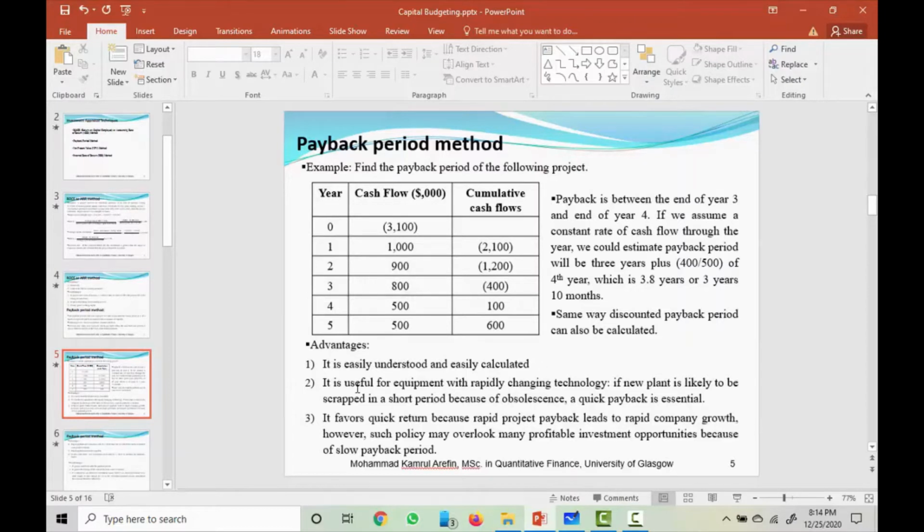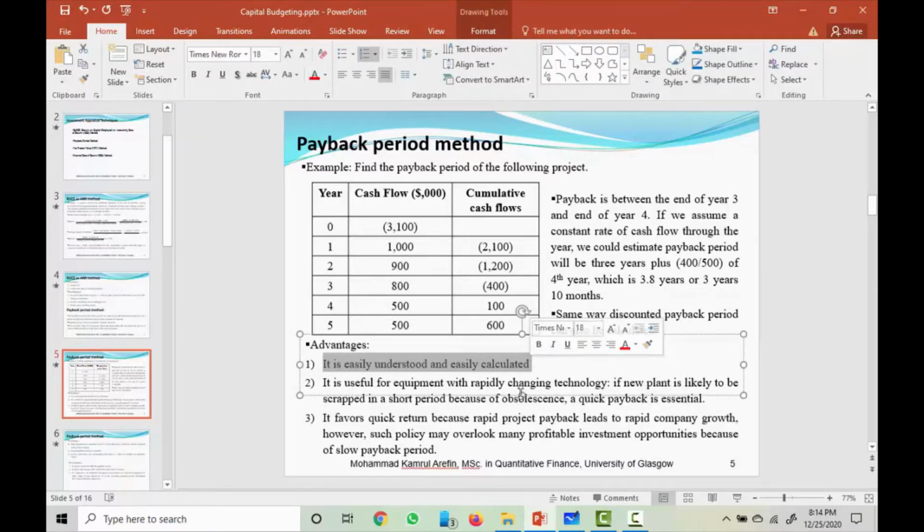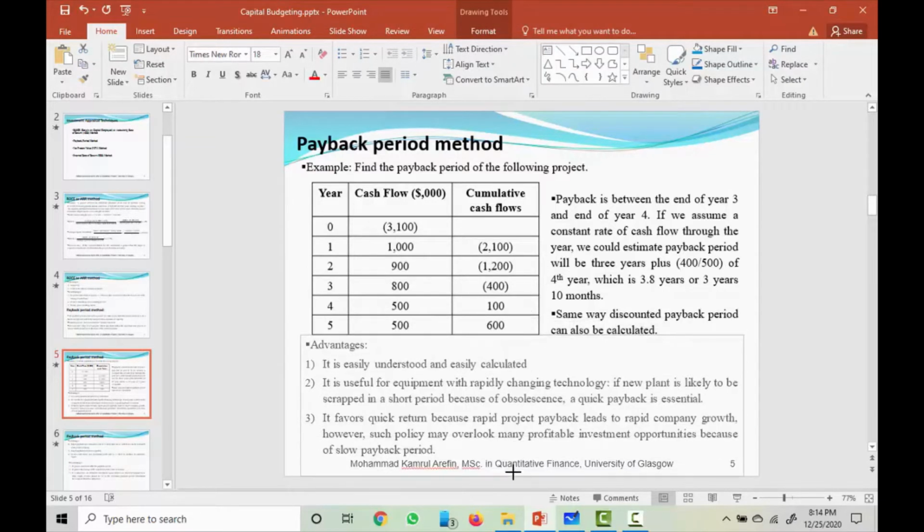Right. So first of all, let us see what are the advantages and disadvantages of this method. Well, it is easily understood and easily calculated. In fact, this method is the most commonly used method. It doesn't require any financial knowledge. Even people who do not have any financial literacy also use this method.